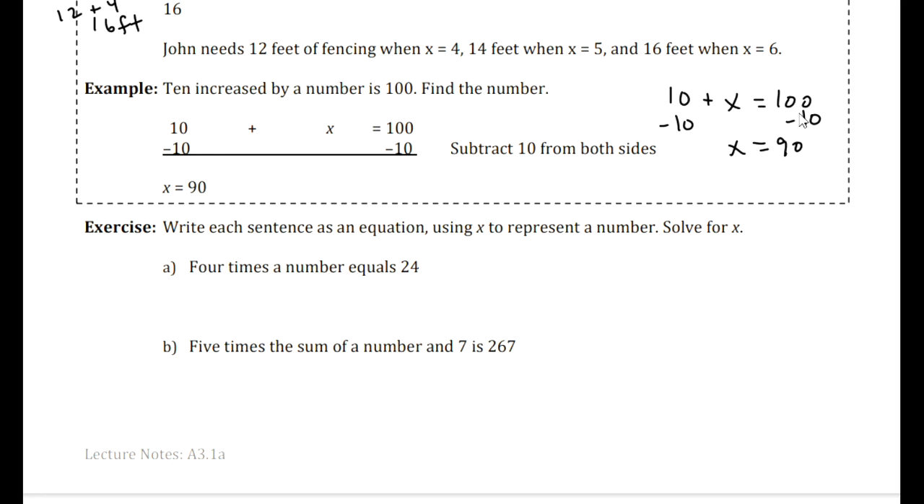Last 2 examples here. 4 times a number equals 24. So equals, it's clearly an equal sign. So 4 times a number, so a number is x. So we have 4 times x equals 24. We can divide both sides by 4 here. We get x equals 6.